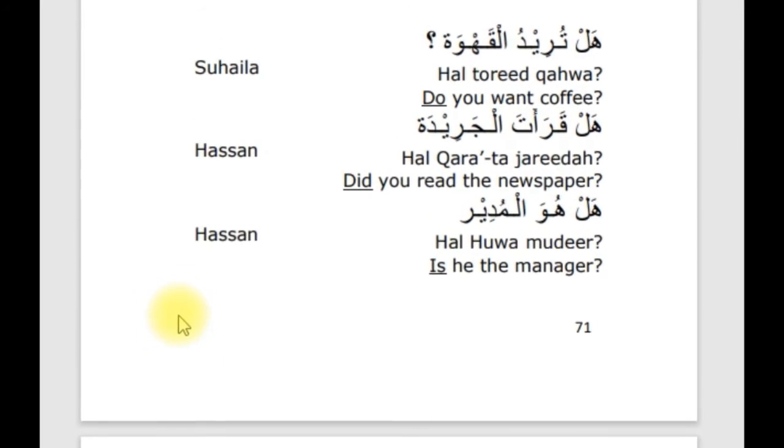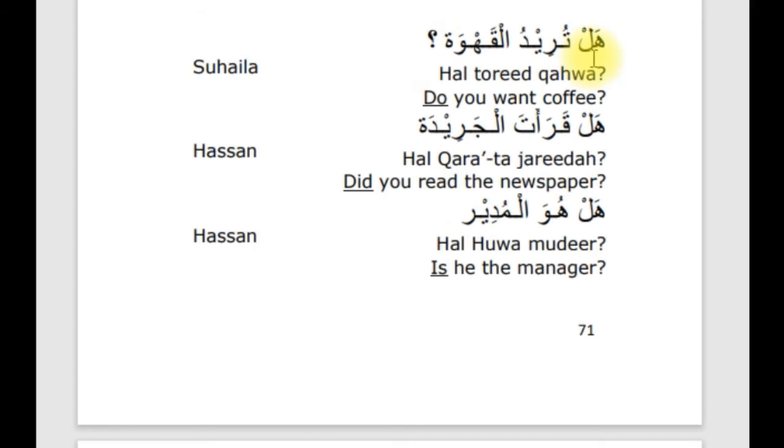سهيلة: هل تريد قهوة؟ هل do. تريد you want. قهوة coffee. هل تريد قهوة؟ After the word hal, this is a verb. تريد means you want.